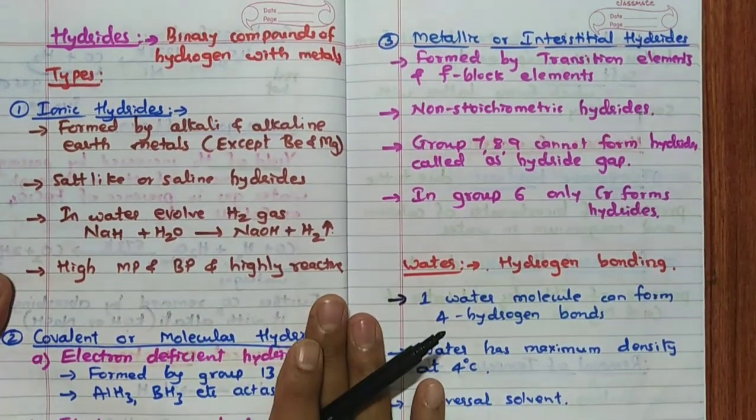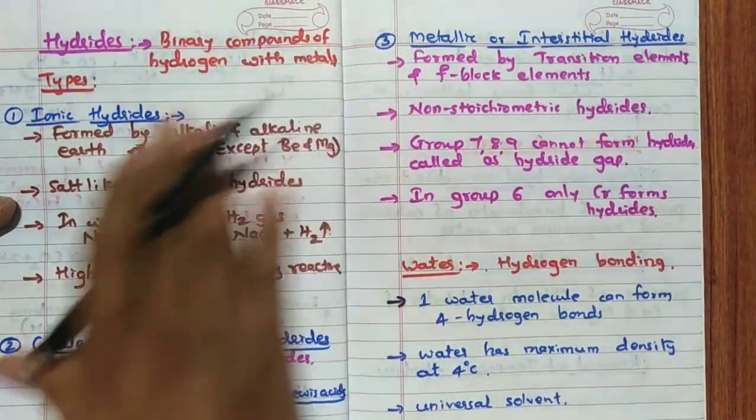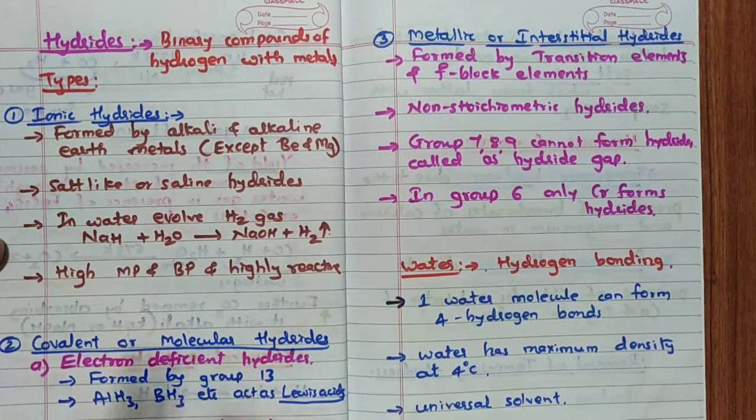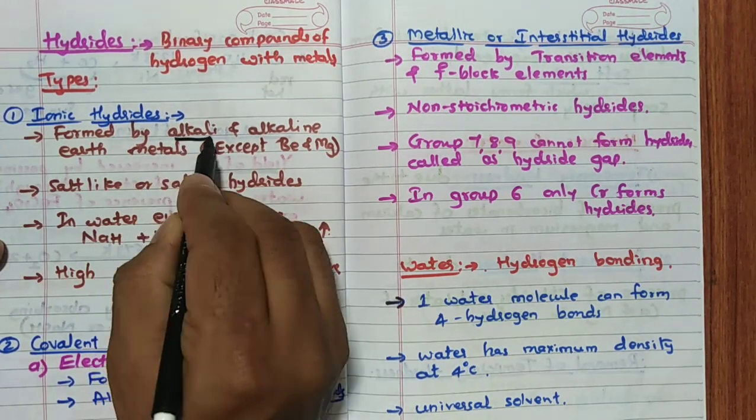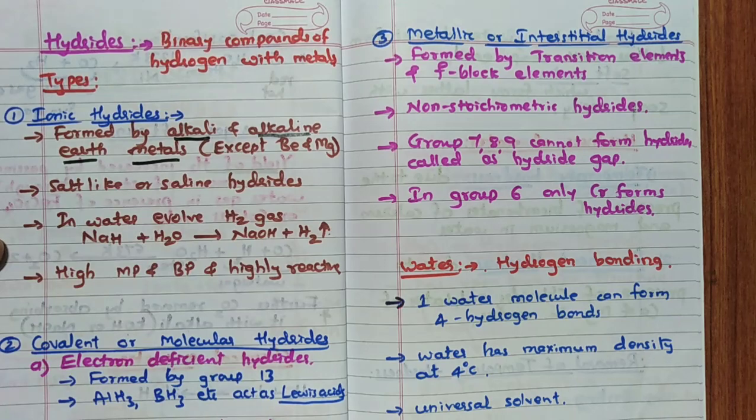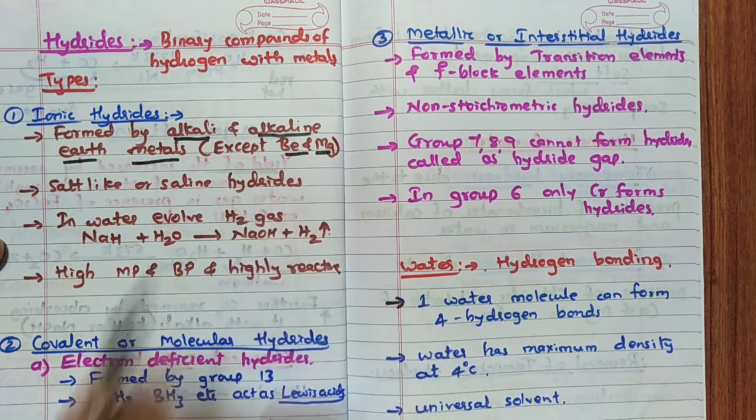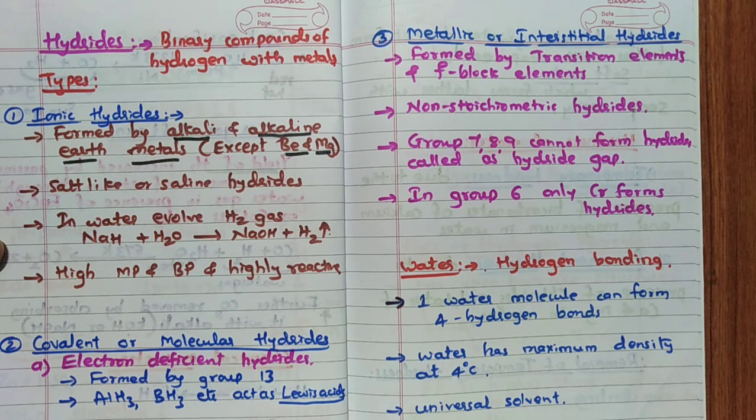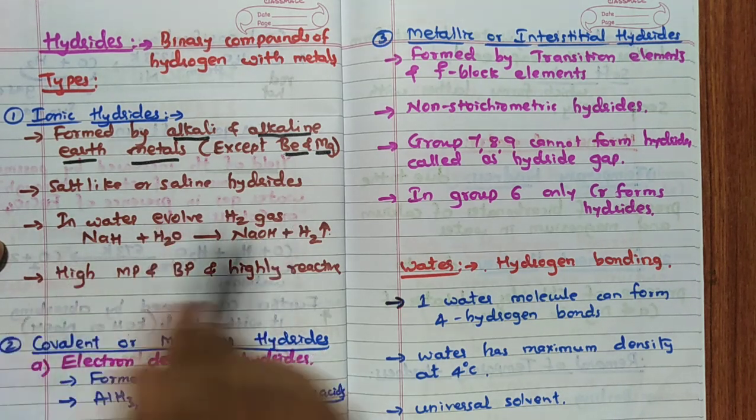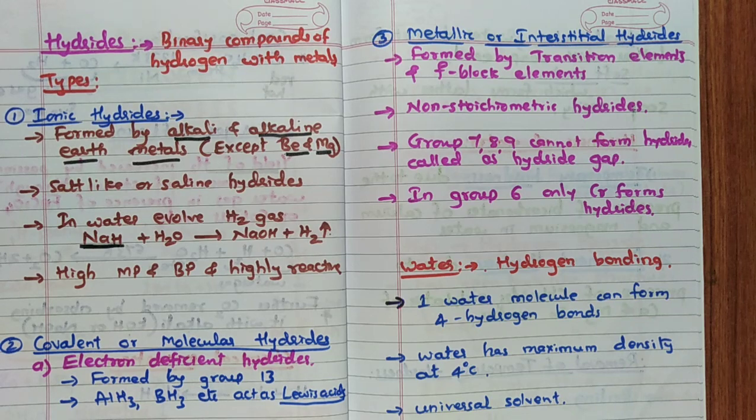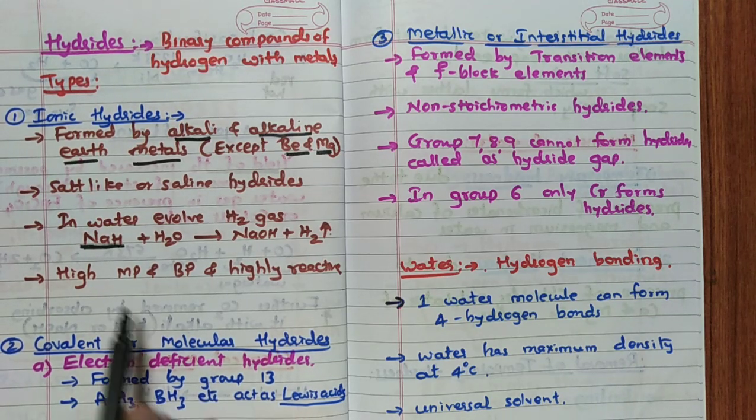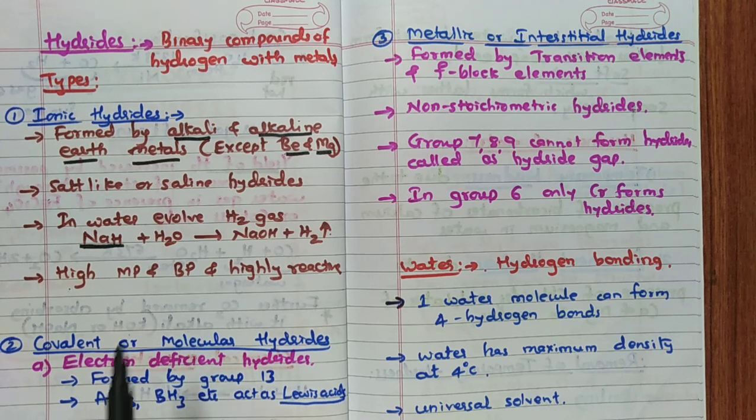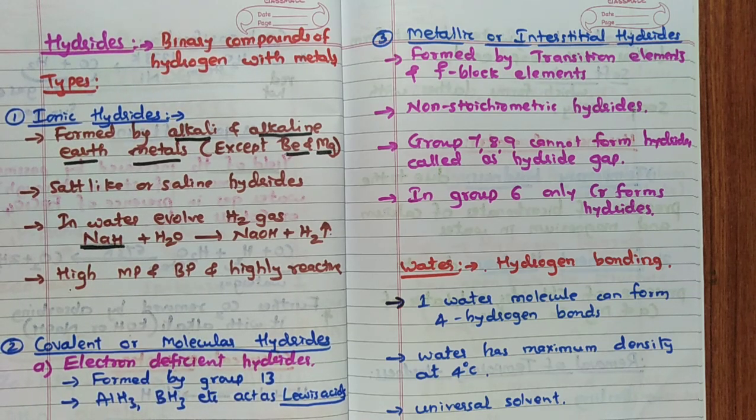Then hydrides. See, hydrides are binary compounds of hydrogen with metals. Types of hydrides you remember: ionic hydrides, formed by alkali and alkaline earth metals, group 1 and group 2, except beryllium and magnesium, which form covalent hydrides. These are salt-like or saline hydrides. In water they release hydrogen gas. Very important reaction. Remember, ionic hydrides in water release hydrogen gas. These have high melting and boiling points and are highly reactive, just like ionic compounds.